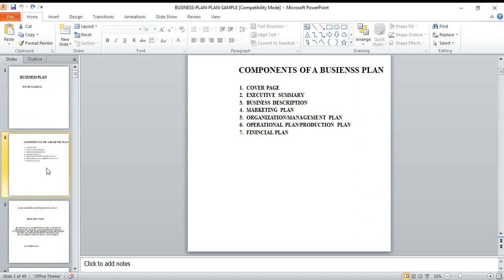Then we have what we call the support services. The support services should also be described in this section. For instance, the banking services, legal services, management consultant, if there is, should also be included. Licenses and permits, or regulations affecting the business, are also discussed in the organization or management plan. Then we have, last but not least, the operational plan and production plan.